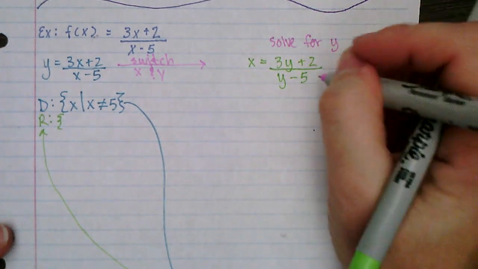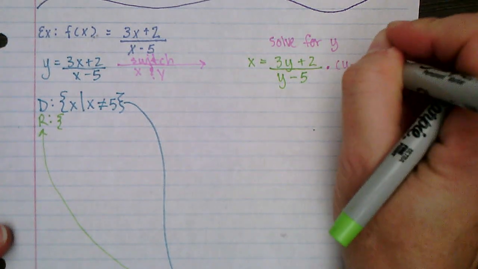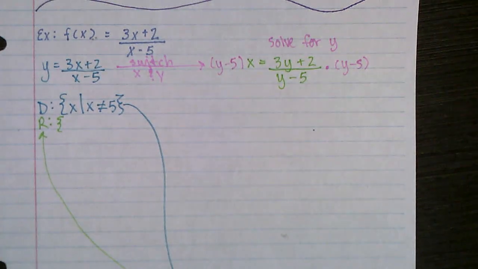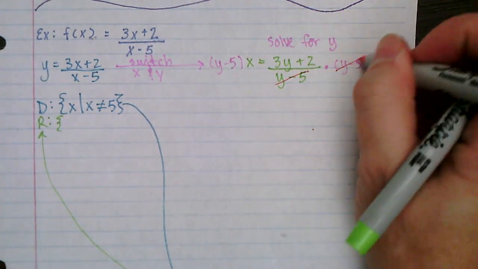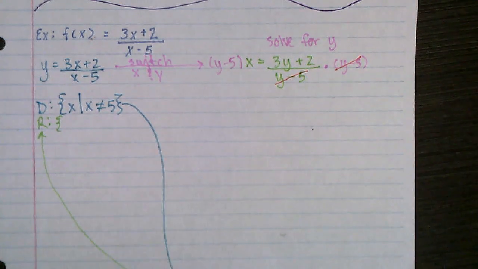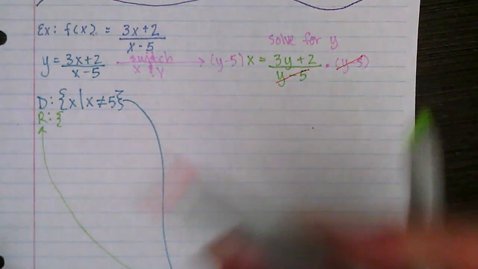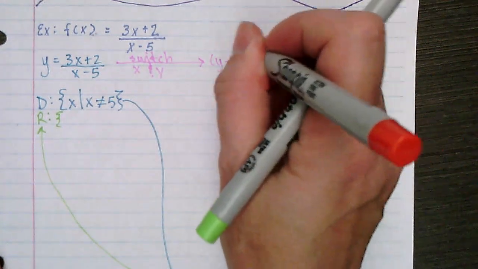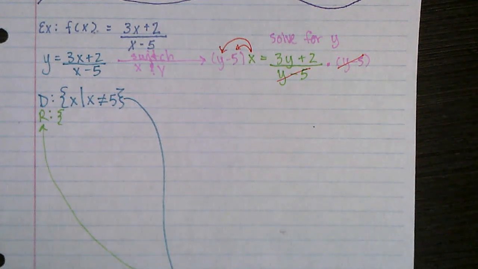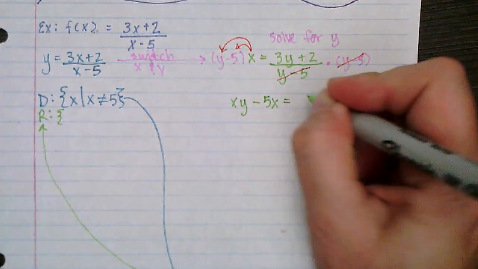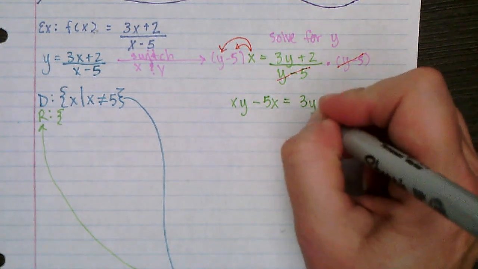We'll start out, though, by multiplying both sides by y minus 5. That's going to allow me to cancel this y minus 5 with that y minus 5. And I think I will go ahead and distribute this x into that parenthesis. So now I have xy minus 5x equals 3y plus 2.